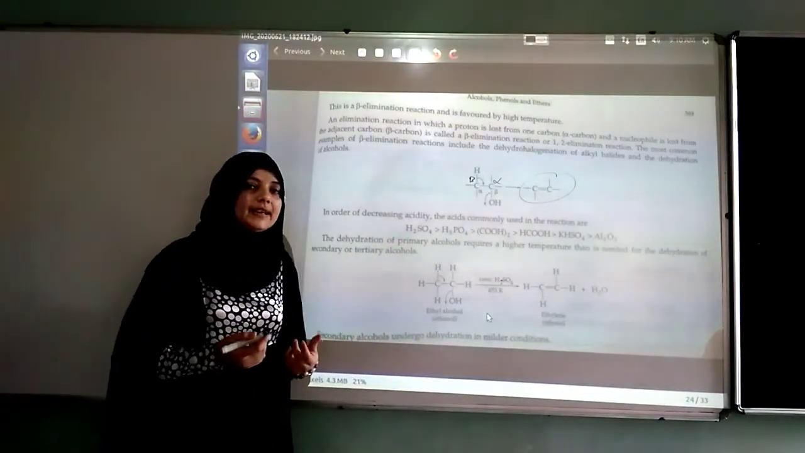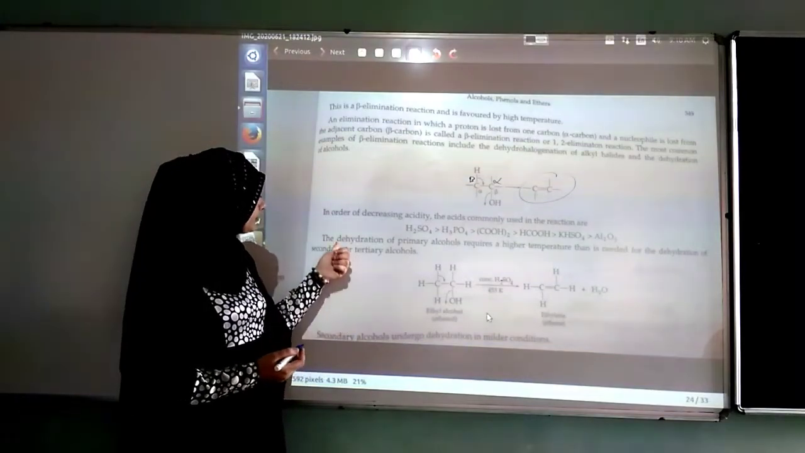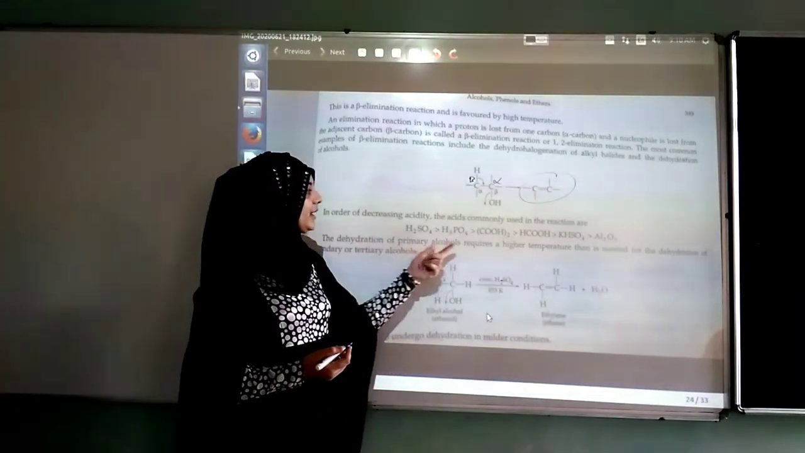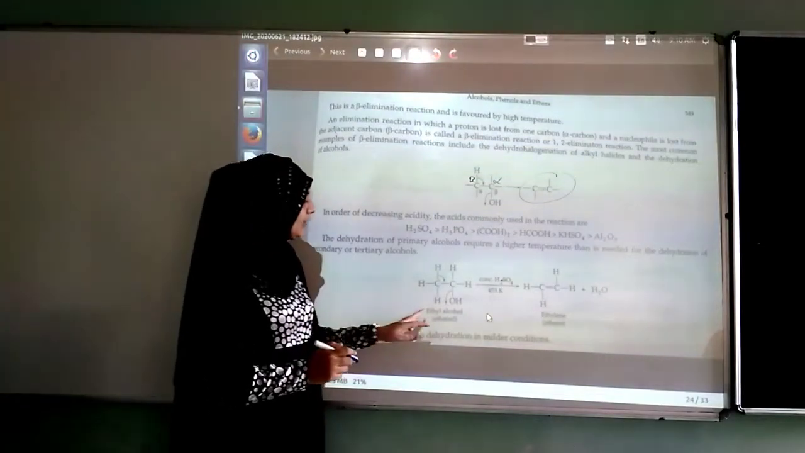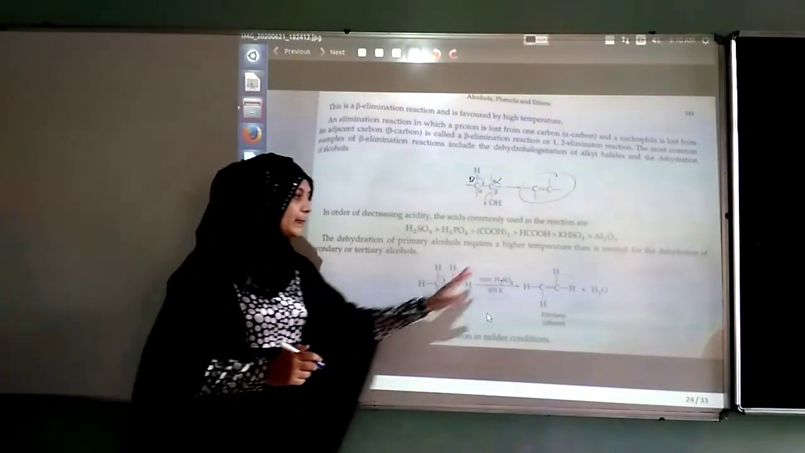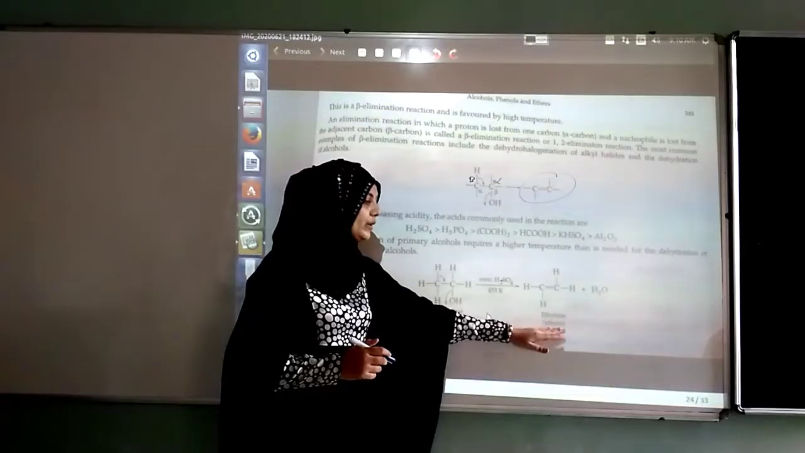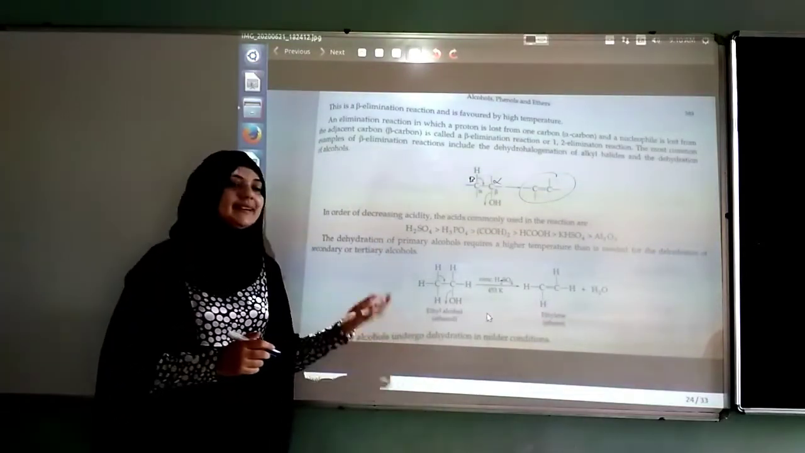carboxylic, dicarboxylic acid, and so on. The dehydration of the primary alcohols requires the higher temperature. So you are able to see, if you take ethyl alcohol, respective alkene will be obtained, that is known as ethene. You can also call it ethylene.